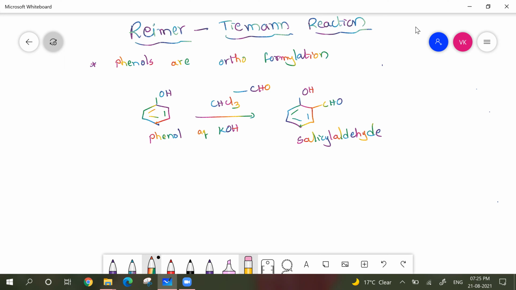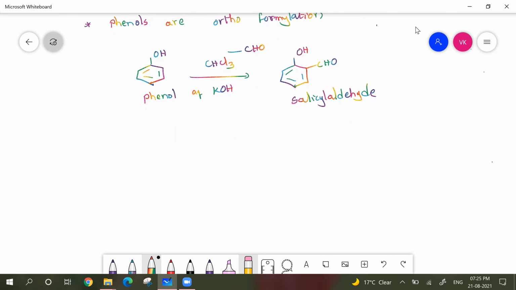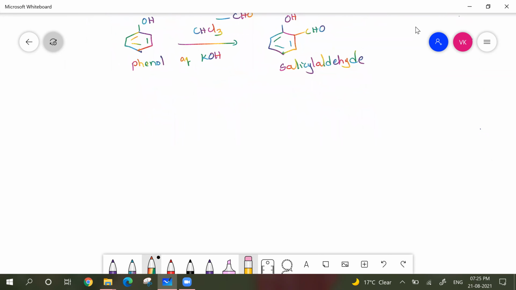Let us discuss the mechanism for this reaction, how this substitution or formylation takes place here. Here, chloroform reacts with KOH, 1 mole of KOH. In this total reaction, 3 moles of KOH will be utilized, students. So 1 mole of KOH reacts with CHCl3 and gives you CCl2.